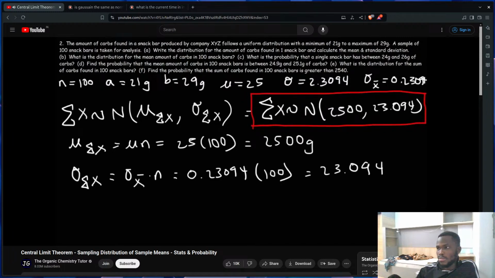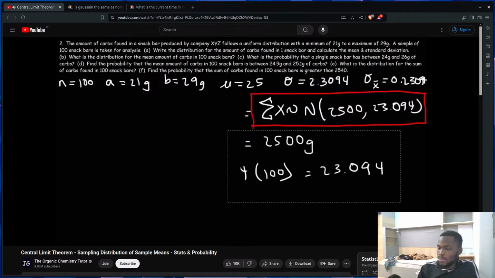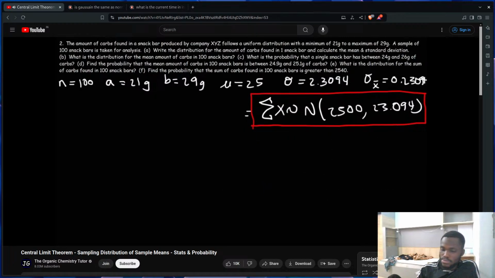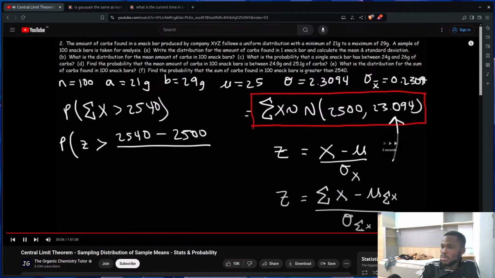Find the probability that the sum of carbs found in 100 snack bars is greater than 2540. So go ahead and try that. So the probability that the sum of the x values is greater than 2540. The difference from the mean of 2500 is 40.